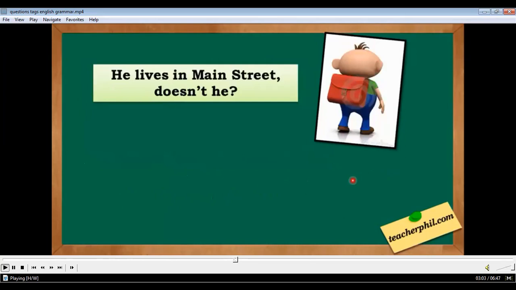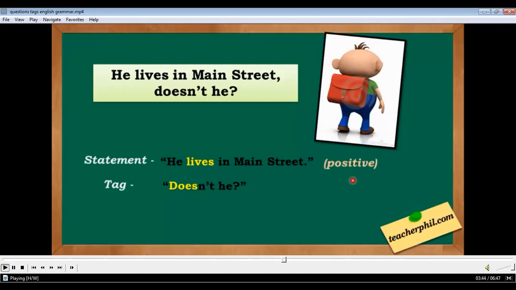Another one. He lives in Main Street, doesn't he? Our statement is, he lives in Main Street. Our tag is, doesn't he? Take note, we don't have an auxiliary verb here. We only have the main verb, lives. Therefore, we need to use a do verb in the tag. Since the subject is in singular form, he, we need to use does. Our statement is in the positive form. Therefore, a negative tag is needed.